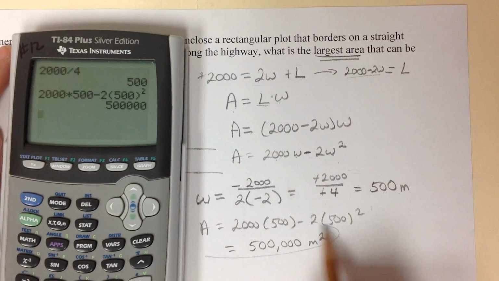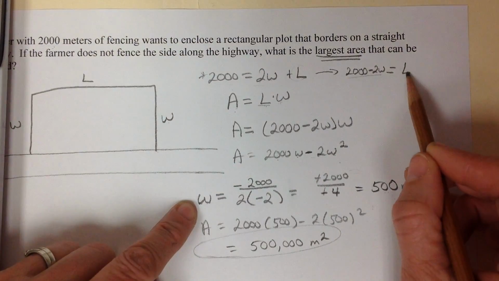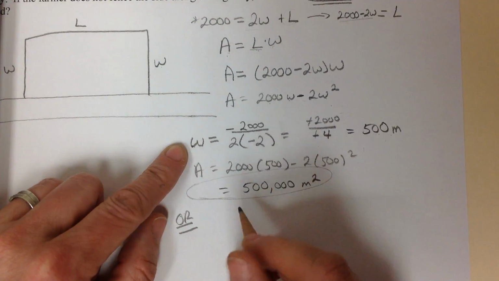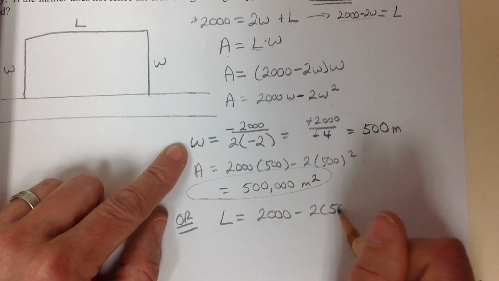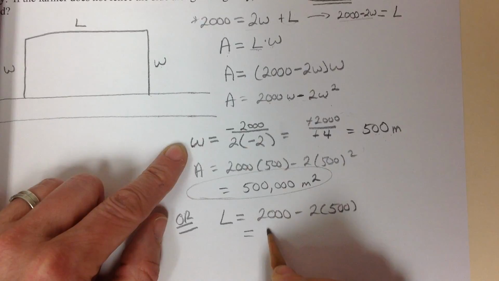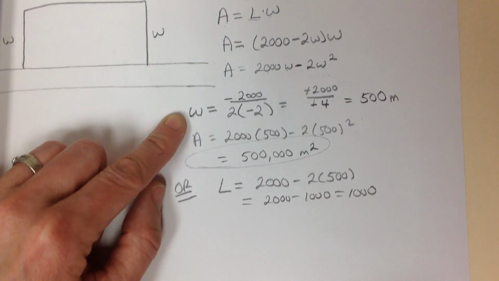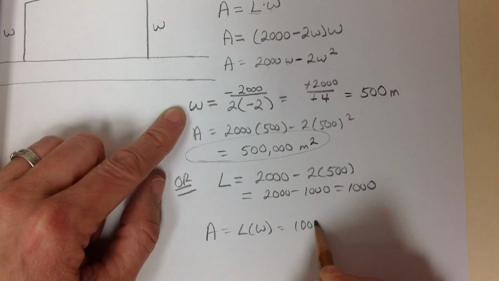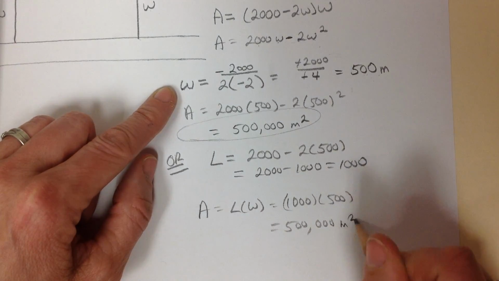Okay, so there's one way to find the area. Another option, once I had the width, I could go back in and find my length. Of course, you only have to do it once, you don't have to do it twice. If I know the length is 2,000 minus 2 times my W, which I just found to be 500, that's 2,000 minus 1,000 or 1,000. And then I could use area is length times width, which would be 1,000 for the length, 500 for the width, and I still get the same answer of 500,000, and I'm in meters squared.